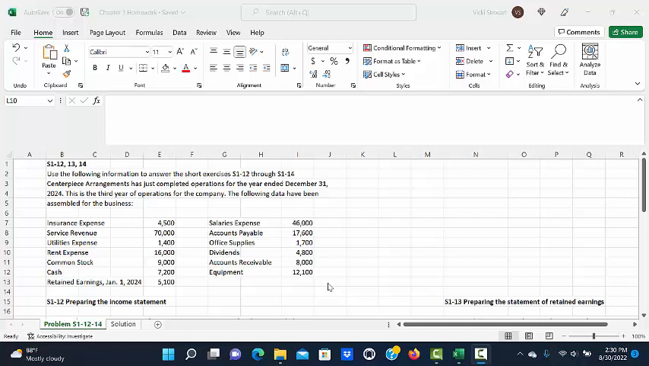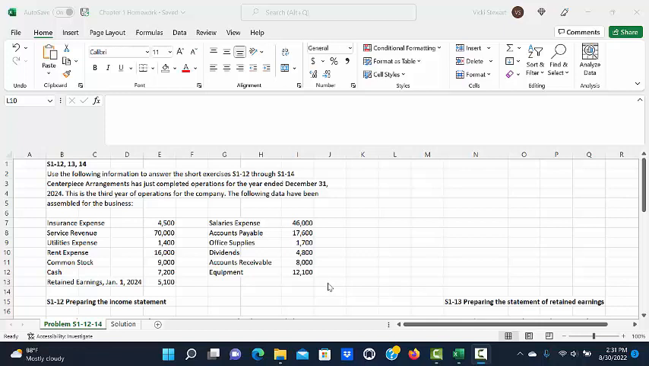Remember that the first statement that has to be completed is the income statement. So there is a specific order that the statements have to be prepared. The income statement is prepared to determine whether or not the company had a net income or a net loss. To determine that, we take the revenue for the company and we subtract from that its expenses.